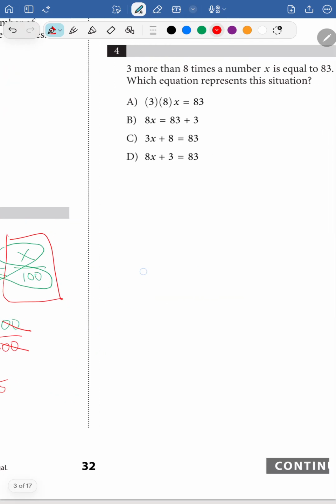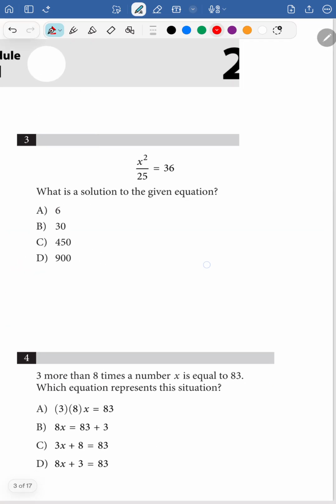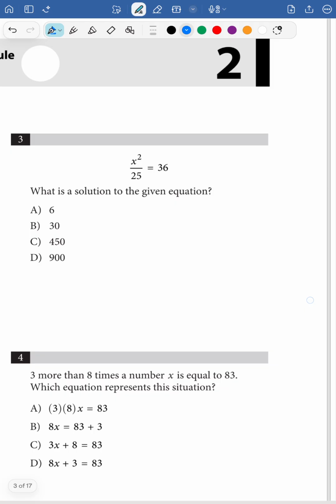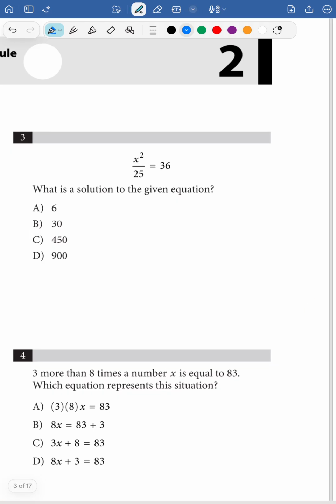Question 3. What is a solution to the given equation? Here, we have to know the order of operations because you have to do two things in order to solve for x. So, we know P, E, M, D, A, S, PEMDAS. P stands for parentheses.